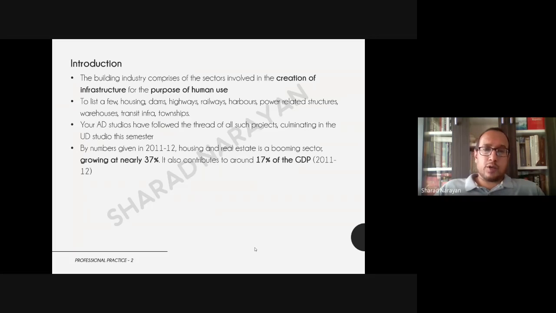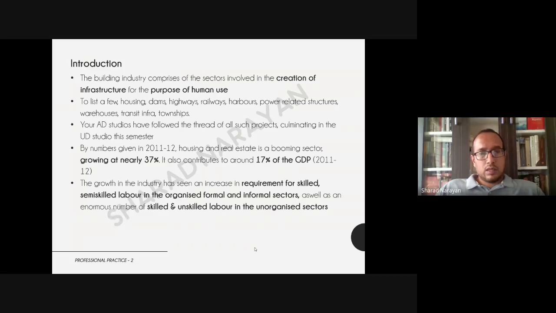And it also contributes to around 17% of the GDP based again on the numbers of 2011-2012. The growth of the industry has also seen an increase in the requirement for skilled, semi-skilled labor in the organized formal and informal sectors, as well as an enormous number of skilled and unskilled labor in the unorganized sectors. Now, these are things that you guys have to remember when we talk about the industry itself. There are something known as the formal sectors and the informal sectors. Again, we have it in an organized manner as well as in an unorganized manner.